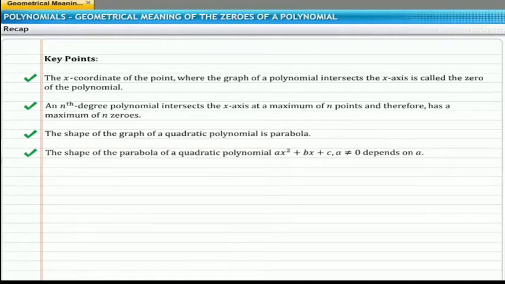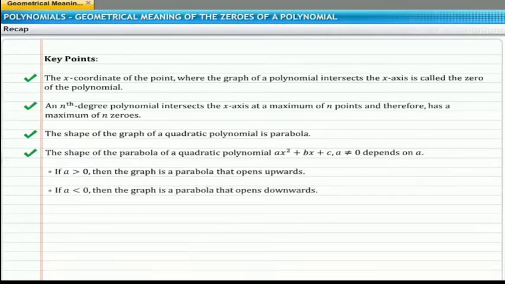An nth degree polynomial has a maximum of n zeros. If a polynomial has degree 10, then that polynomial has a maximum of 10 zeros. It means the zeros of a polynomial depend on the degree of the given polynomial.